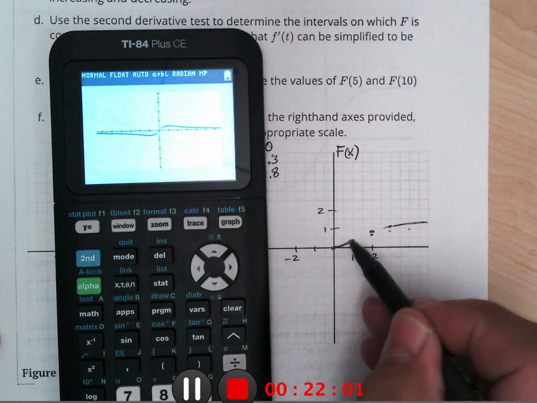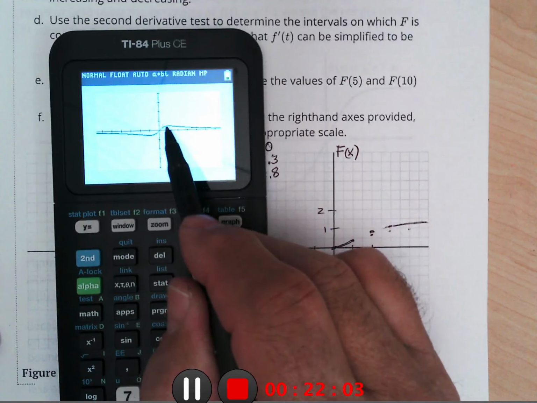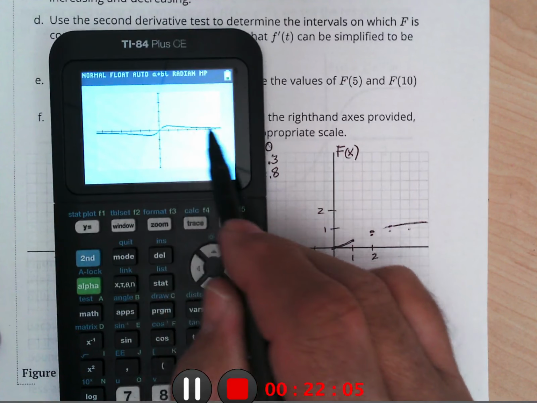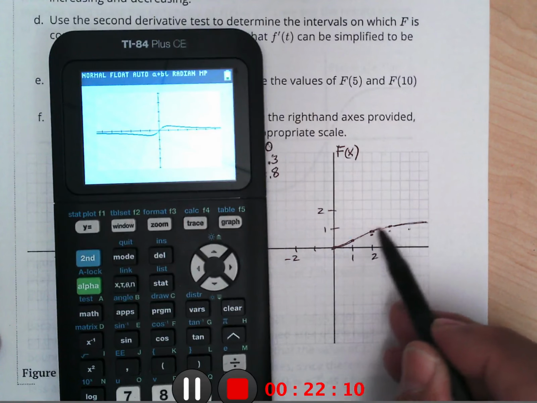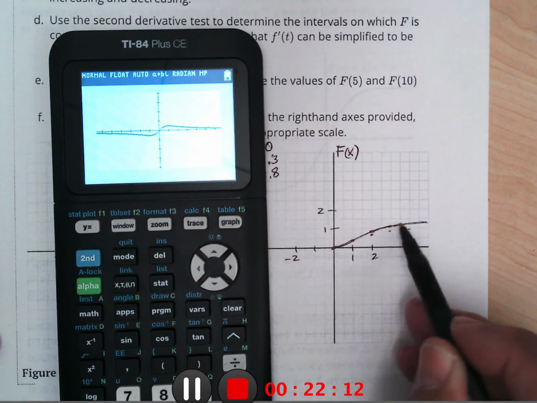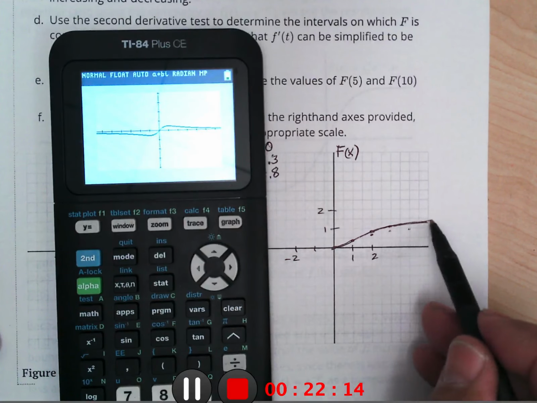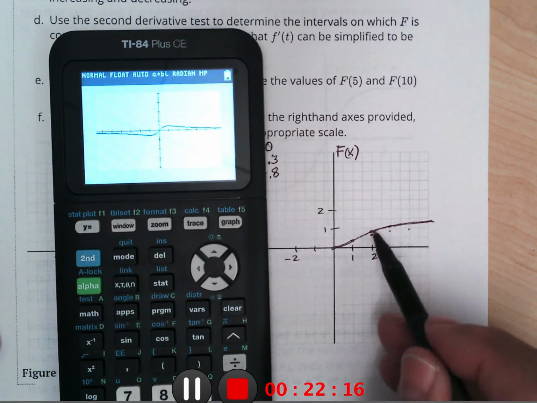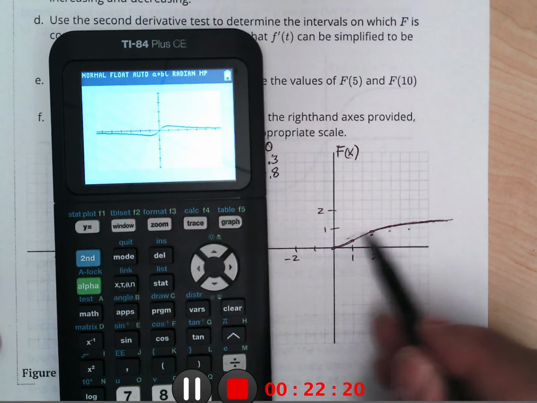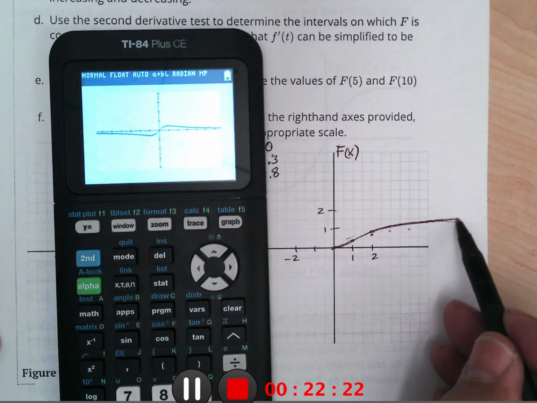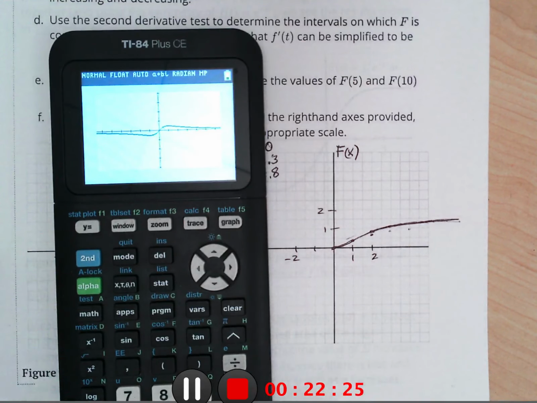Then after that, it's got a negative slope, so it's got to be concave down. Now, I had some students ask me, how can a function continue increasing if it's concave down? Well, it can be something like this, getting flatter and flatter and flatter, but curved down. Now, let's go to the negative side.